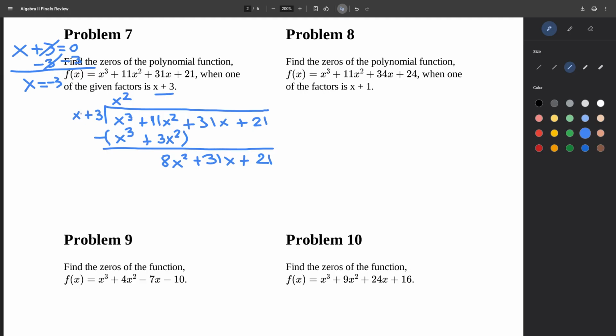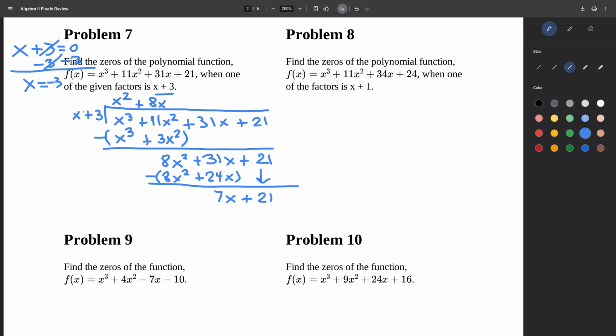Okay, we have to think of what we need to multiply x by to get 8x squared, so we're going to do plus 8x. 8x times x is 8x squared. And 8x times 3 is 24x. I'm going to keep going and subtract this. 8x squared minus 8x squared is 0. 31x minus 24x is 7x. And then we've got the plus 21.